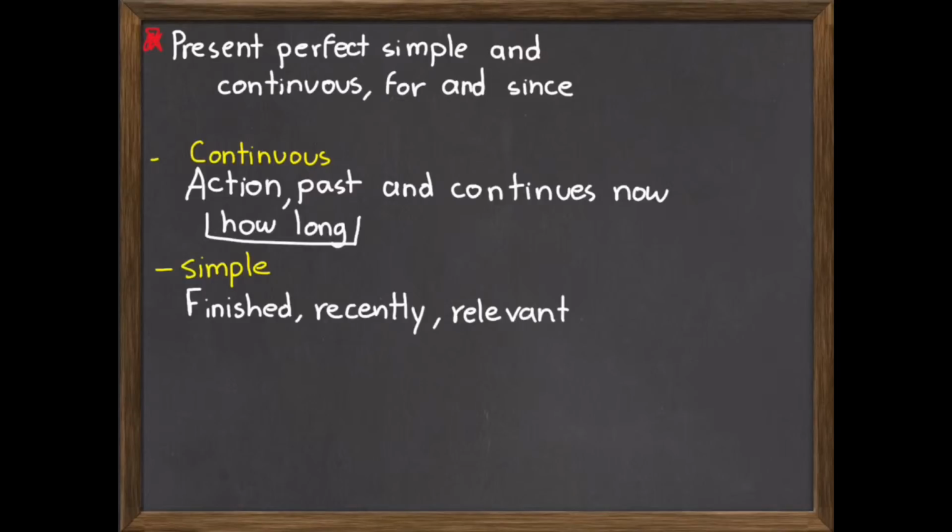On the other hand, we use the present perfect simple when we talk about an action that happened recently and is still relevant now, but it has to be finished. We talk about finished actions which happened recently. For example, in the case of the present perfect continuous, we could say I've been teaching here for 10 years. In the case of the present perfect simple, we could say I've taught here for 10 years.